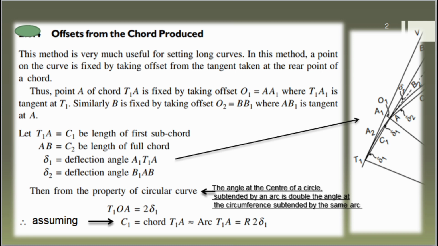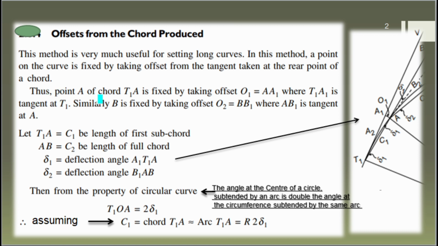Let's go directly to our question here. Offsets from the chord produced. This method is very much useful for setting long curves. In this method, a point on the curve is fixed by taking offsets from the tangent. So that is taking the real points of a chord. I hope you know what a chord is. A chord can be produced from any given arc, and it can be the longest line from one point to another within a curve.